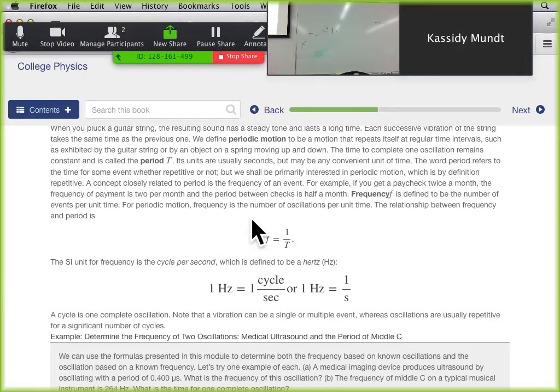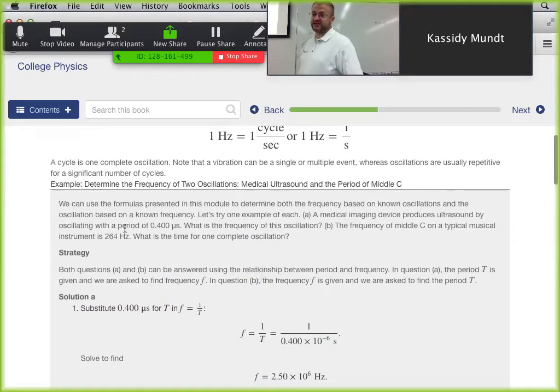So the period of a cycle is how long the cycle takes. If the cycle takes 1 second, its period is 1. If the cycle takes a tenth of a second, its period is 0.1, and so on and so forth. So the period is the inverse of the frequency. If you know the period, you can just take 1 over that and calculate the frequency. Here they tell us the period is 0.4 microseconds. 0.4 microseconds is 0.4 times 10 to the minus 6 seconds. So we go ahead and plug that in: 1 over 0.4 times 10 to the minus 6 seconds is the frequency.